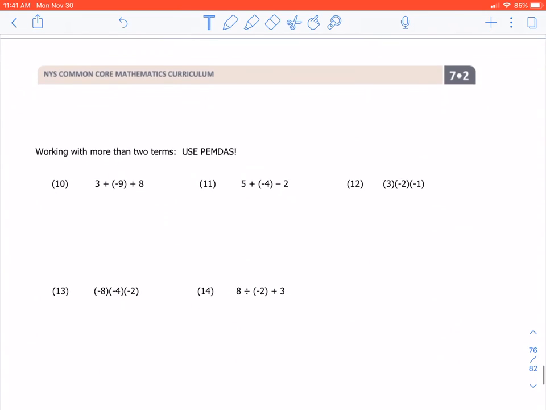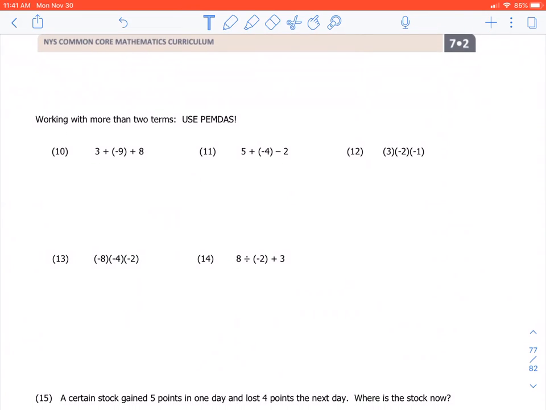All right, so now let's talk about working with numbers that have more than 2 terms. We're going to use PEMDAS, just meaning that we're going to go from left to right, okay? So if we're adding 3 numbers, we're going to take 2 numbers at a time. So 3 and negative 9. You're still going to use your adding rules. These have opposite signs, so we're going to subtract. 9 minus 3 is 6. 9 is bigger, 9 is negative. Now we're going to bring everything else down.